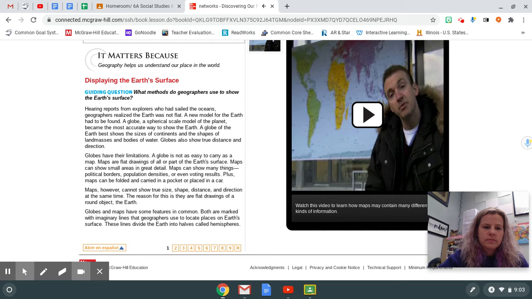Globes and maps have some features in common. Both are marked with imaginary lines that geographers use to locate places on Earth's surface. These lines divide the Earth into halves called hemispheres. So I'm going to go ahead and show the video as well to show how maps contain different kinds of information.